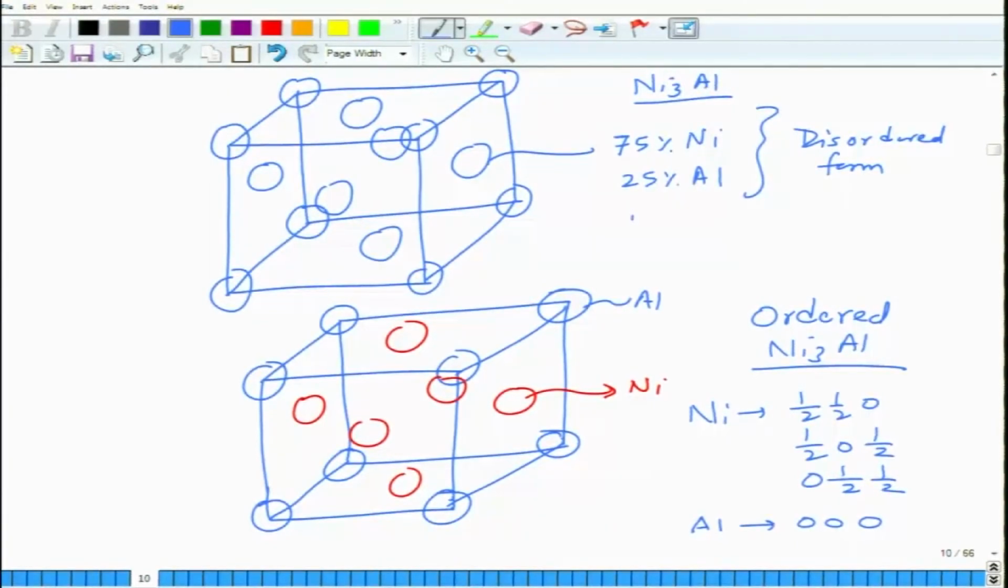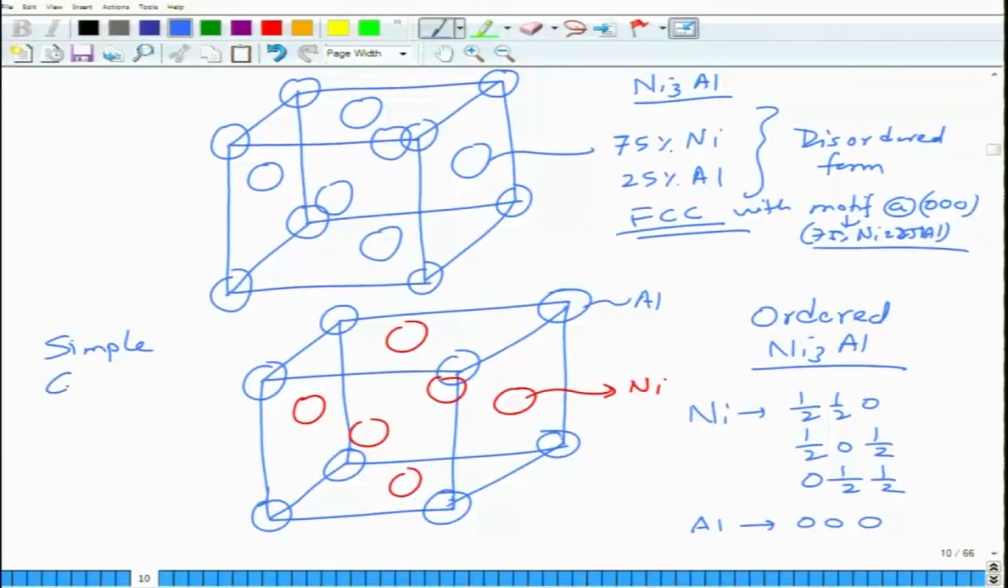So this is an FCC lattice, and what lattice is this? FCC lattice with motif at 0 0 0, and this motif is basically 75% nickel and 25% aluminum. In this case, it is simple cubic. Right, simple cubic with a 4 atom motif. So this is the motif, a 4 atom motif.